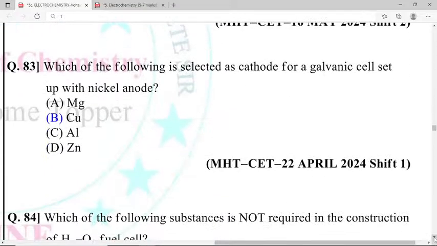Which of the following is selected as a cathode for galvanic cell setup with nickel anode? Copper. So copper has a positive potential and the remaining have a negative potential, because nickel has a negative potential.